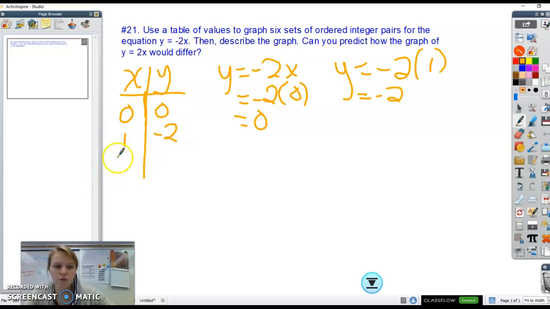So plug in a few more. That's 2 of them. That's how I would do this, is plug in 4 more numbers for x, and you figure out what they are for y. Once you have this, you can plot those numbers on a graph.